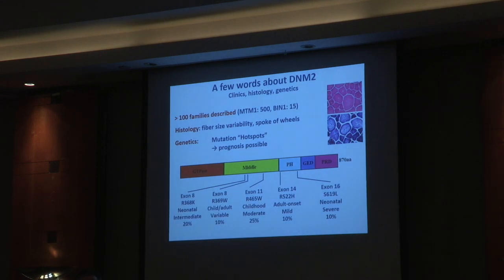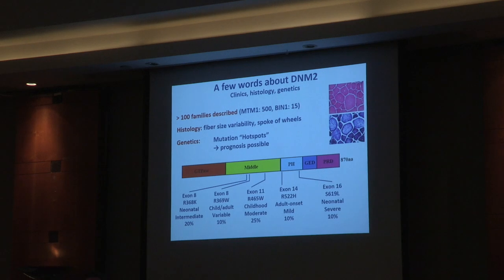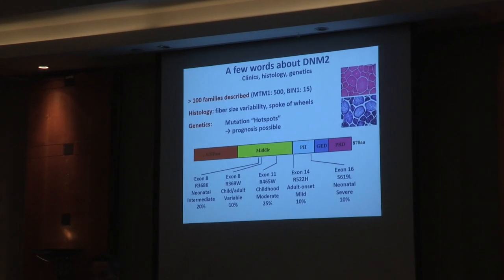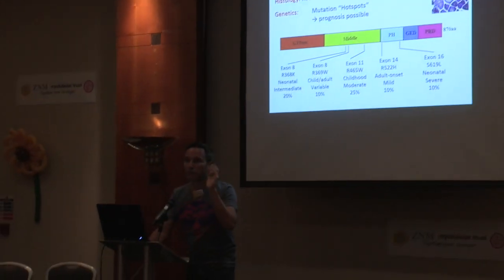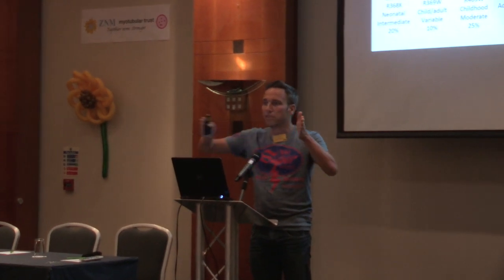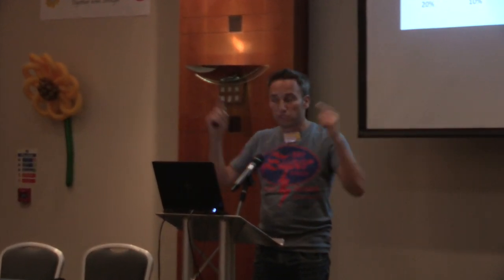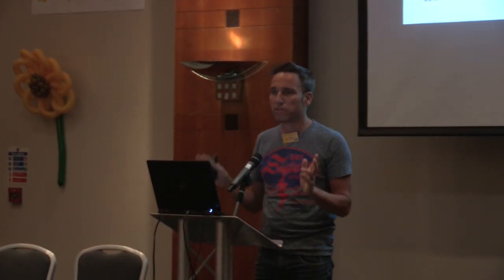Then we have to prove this, of course, so we sequence, we analyze the DNA. And what we see typically in Dynamin 2 cases is that it is the same mutations coming up all the time. This is not the same as MTM1. In MTM1, 500 cases described, and all the mutations, this misspelling on the DNA, are evenly distributed over the gene. This is not the case for Dynamin 2. We have always the same mutations popping up. This is what we call genetically a hotspot, a mutation hotspot.